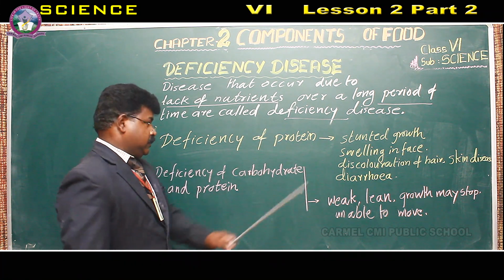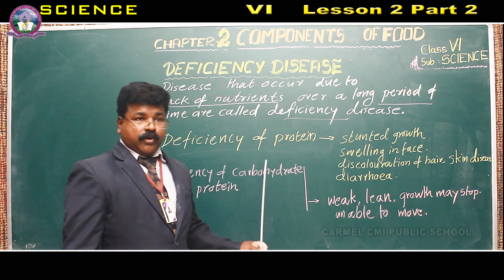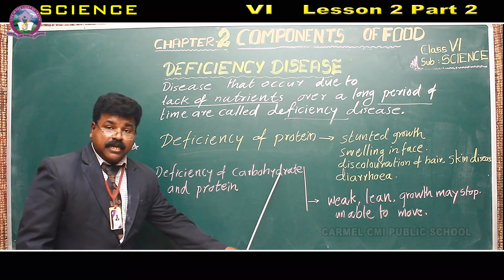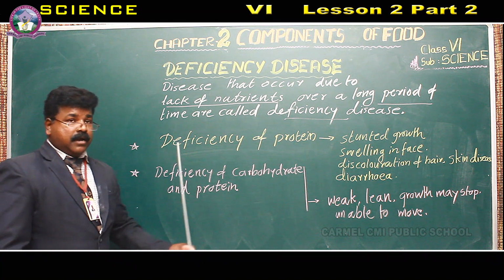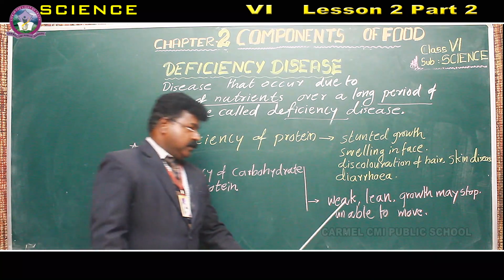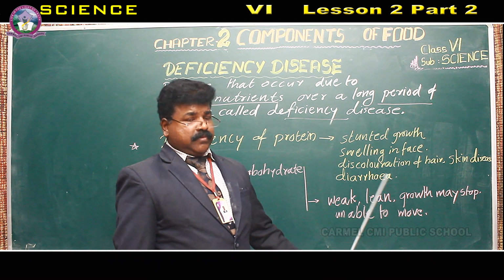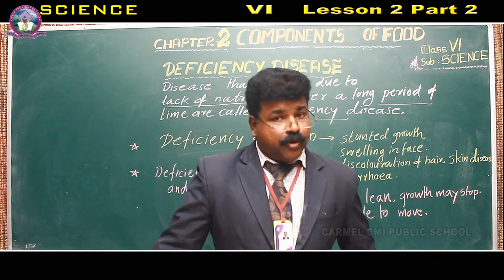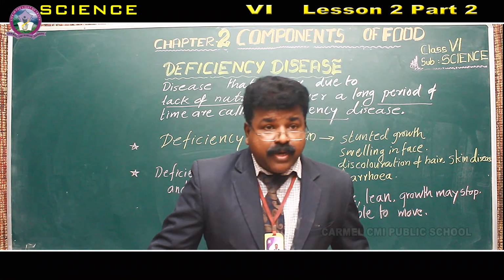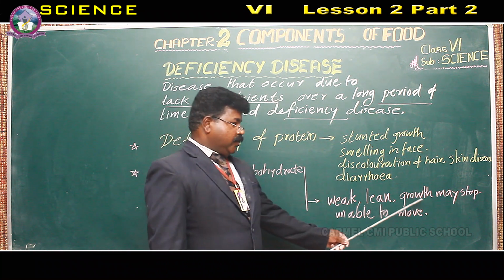The next one is deficiency of carbohydrate and protein. In the first case we discussed only protein deficiency, but in the second case we are going to discuss what happens if carbohydrate and protein together are lacking in the diet for a long period of time. The child may become very weak and very lean. Lean means that if new cells are not synthesized, he will not be able to grow. At the same time, fat also will not be there on his body. His body becomes very thin. The next one, the growth may stop.